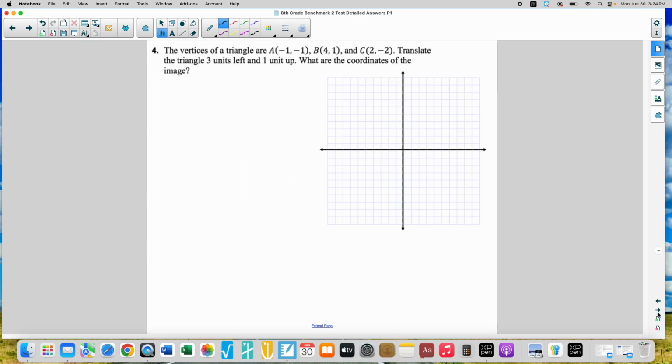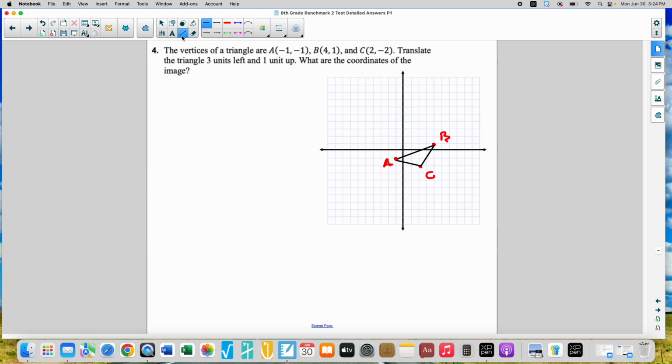Number 4, the vertices of a triangle have the points A (-1, -1), B (4, 1), and C (2, -2). And so there is our object, there is our triangle. It says vertices of a triangle, so that's why I knew it was a triangle.